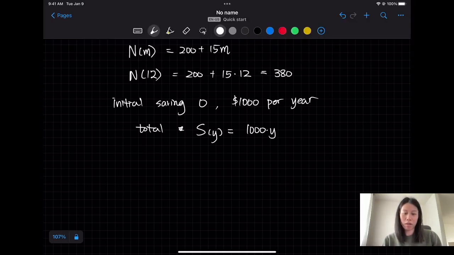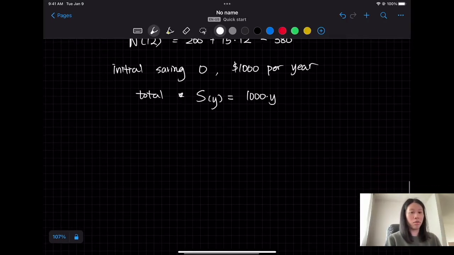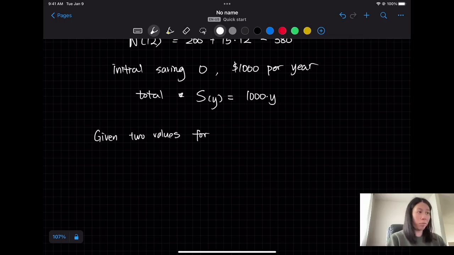Now let's talk about how to calculate the rate of change. The rate of change, which is the slope, is the change in y over the change in x. So if I give you two values for the input, x1 and x2, and the corresponding two values of the output, y1 and y2, which is a set of points.